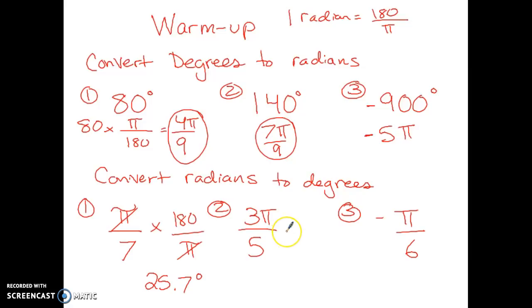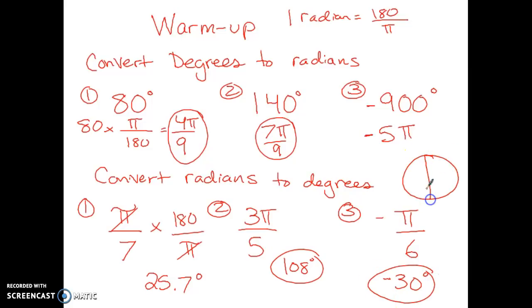Okay, so I'm going to go ahead and do this one. So 3 times 180 and divide by 5, 108 degrees. And this one's negative, so I know my answer is going to be negative. 180 divided by 6, 30 degrees. Okay, so looking at my unit circle, instead of going positive 30 degrees, I'm going negative 30 degrees, which actually puts us at 330.